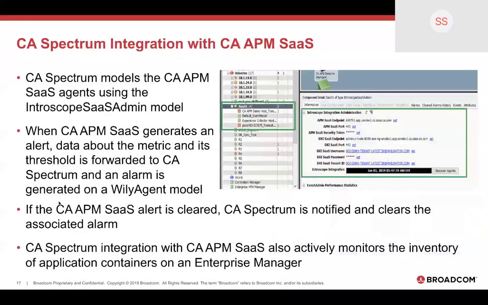Amit, over to you. This is the integration with respect to APM SaaS. Yes, thanks, Saurabh. As Saurabh rightly mentioned, integration is a key part of our overall product strategy, and keeping that in mind, the CA Spectrum integration with APM SaaS is pretty straightforward. Spectrum models the CA APM SaaS agents, and whenever an alarm is generated on the APM SaaS, Spectrum again has an alarm created on the Wily agent model. So this is in sync. If the alarm is cleared, Spectrum is notified and the associated alarm is cleared. So that's about the integration with APM SaaS. Can we move forward?